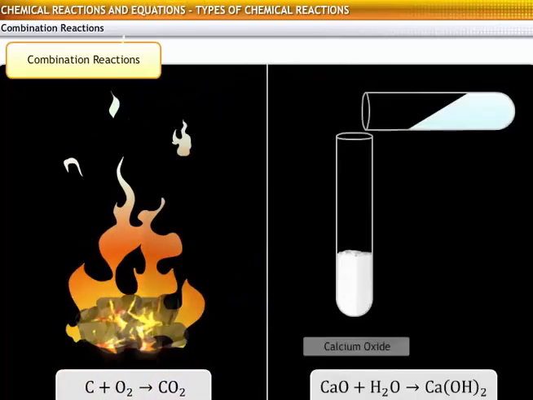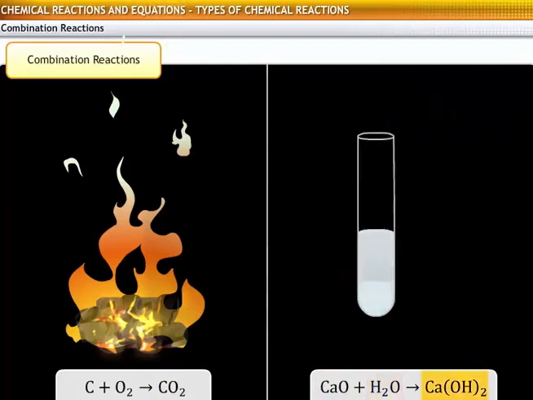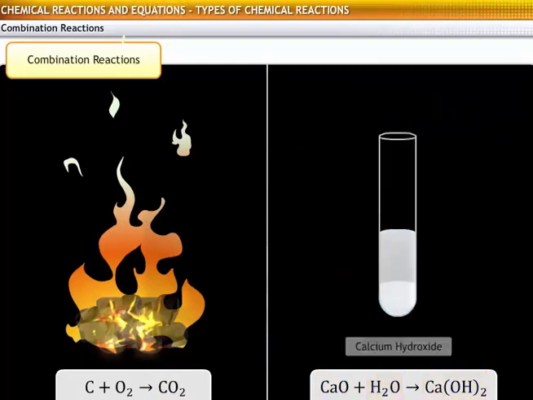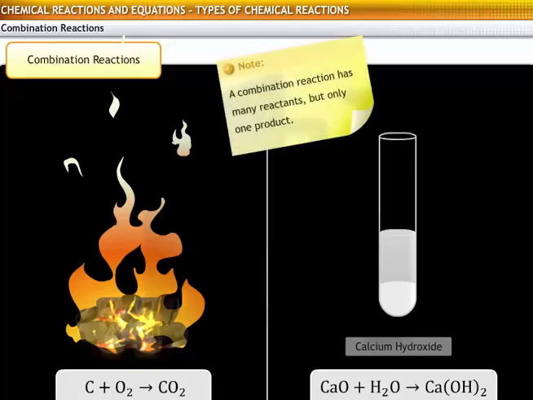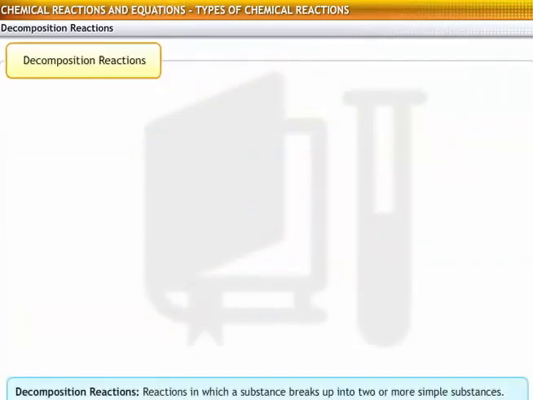Let's take another example of calcium oxide reacting with water to form slaked lime or calcium hydroxide. In this reaction, the two compounds, namely calcium oxide and water, combine to form a single product called slaked lime. You must remember that a combination reaction has many reactants but only one product. Decomposition reactions are the opposite of combination reactions.